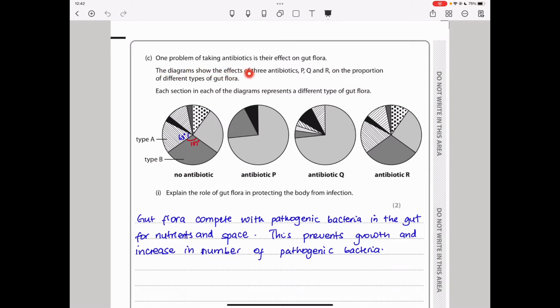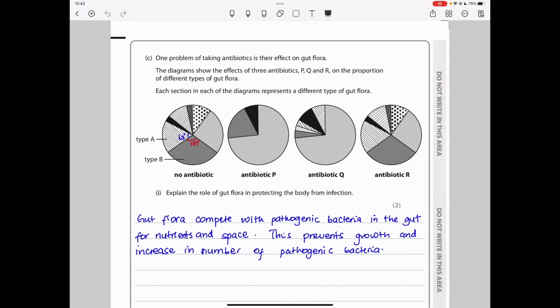The diagram shows the effects of three antibiotics, P, Q, and R, on the proportion of different types of gut flora. Each section in each of the diagram represents the different types of gut flora. So let's see, there is type A, there is type B. Ignore these values here. I'll talk about them later. So they say, explain the role of gut flora in protecting the body from infection.